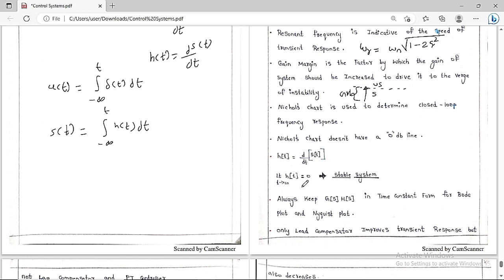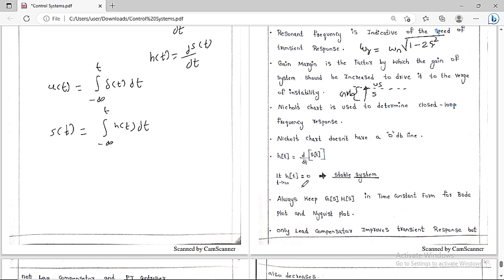But as t tends to infinity, if the impulse response is going to reach a finite value, then it is called a marginally stable system. But as t tends to infinity, if the impulse response increases, then we can say it is an unstable system. Finally, as t tends to infinity, if the impulse response is going to 0, it is called a stable system. If it is going to a finite value, it is called a marginally stable system. But if the impulse response keeps increasing, then it is an unstable system.